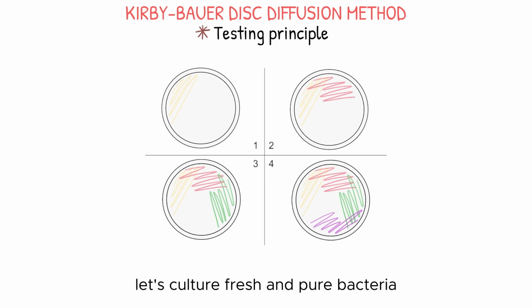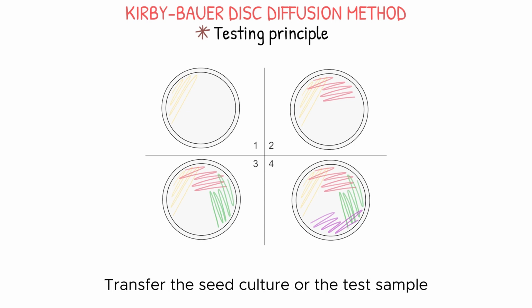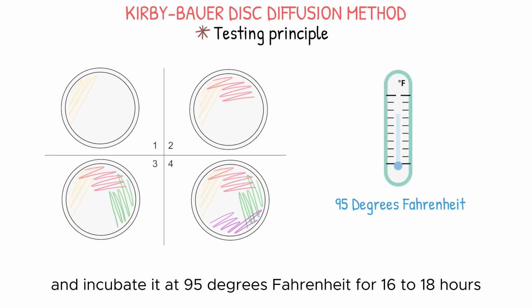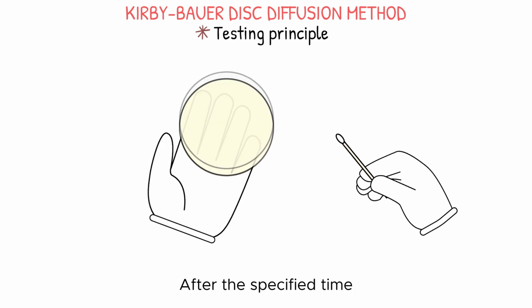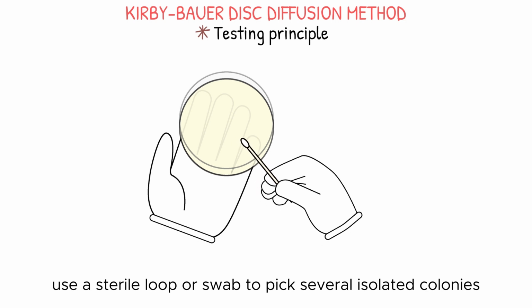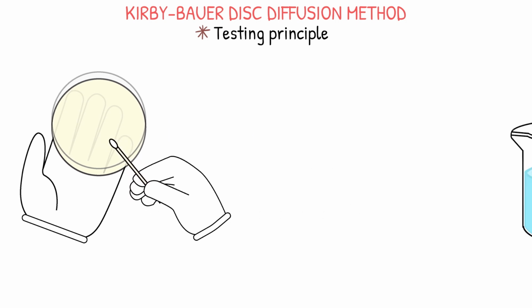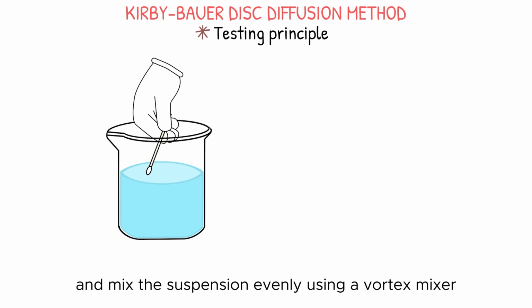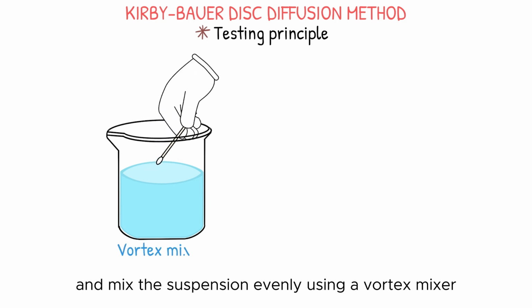Now, let's culture fresh and pure bacteria. Transfer the seed culture or the test sample to the culture medium and incubate it at 95 degrees Fahrenheit for 16 to 18 hours. After the specified time, use a sterile loop or swab to pick several isolated colonies from the overnight culture. Then suspend these colonies in sterile water and mix the suspension evenly using a vortex mixer.